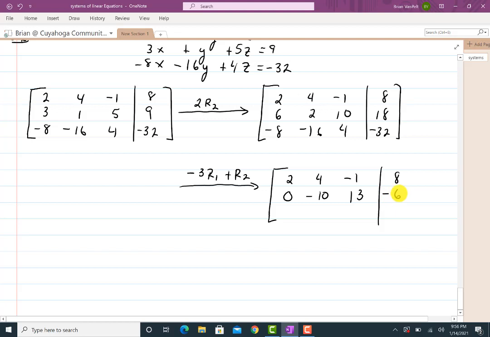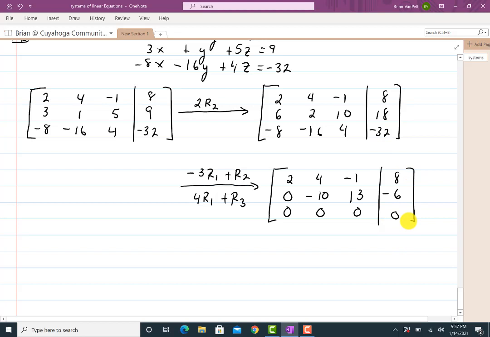And then to wipe this out down here, I've got to multiply the first row by 4. So 4r1 plus r3, put a 0 in there. 4 times 4 is 16, minus 16 will be 0. And then finally, negative 4 plus 4 is 0. Oh, we got another specialized problem here. 8 times 4 is 32, minus 32 is 0.